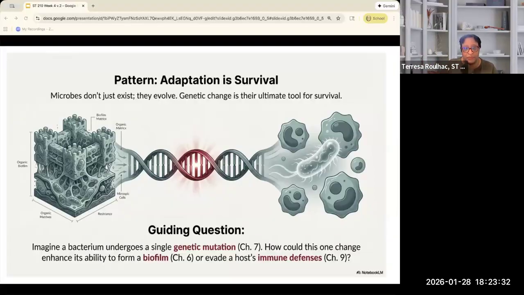Okay. We start on the left. Biofilm formation, protection, and persistence. Okay. In the center, there's that genetic change. There's a switch. And then on the right, we have the immune evasion. Now they're trying to survive inside of the host.